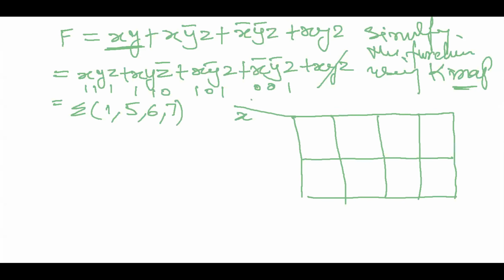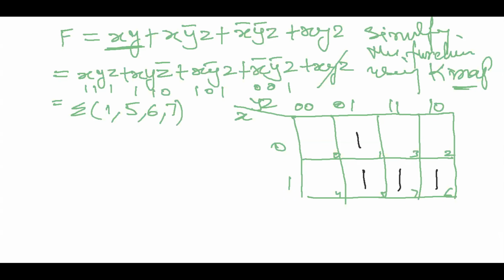X here, Y here, 0 0 0 1 1 1 1 0 0 1, and this is 0 1 2 3 4 5 6 7, the address of the minterms, right? Now look, what are the minterms? So 1 is here, 5 should be here, 6 should be here, 7 should be here. Okay, so I have placed all the minterms.